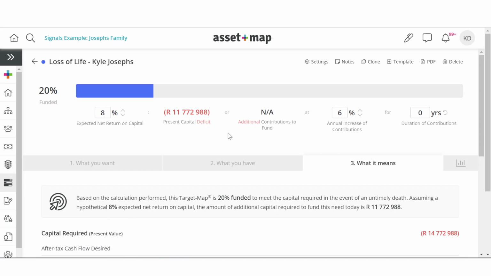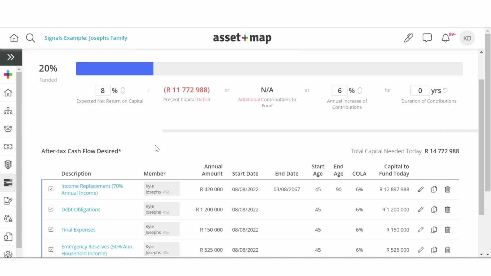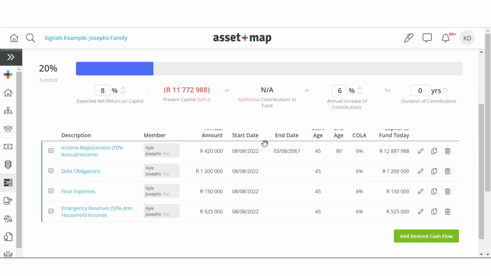For those of you who haven't spent a lot of time on target maps, it starts with, what does this client want? You can see the model's put in answers based on settings. It's already got an answer here, but now we're going to work through it with the client. The model is saying, if something happens to Kyle, the family would need to replace 70% of what Kyle is currently earning, which is $420,000. From now, we assume death happens today, till 90, when Kyle would have been 90, increasing at a cost of living adjustment of 6%, so inflation of 6.